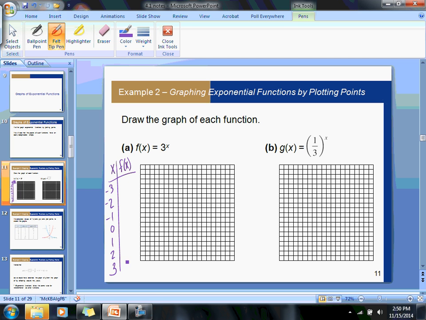I'm going to start down here at 3. 3 to the third is 27. 3 squared is 9. 3 to the first is 3. Anything to the power 0 is 1.